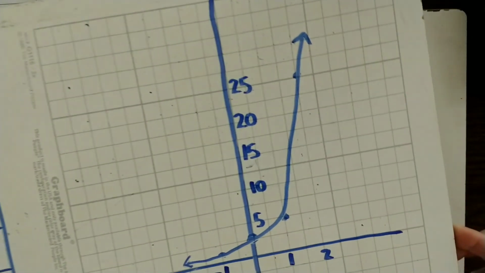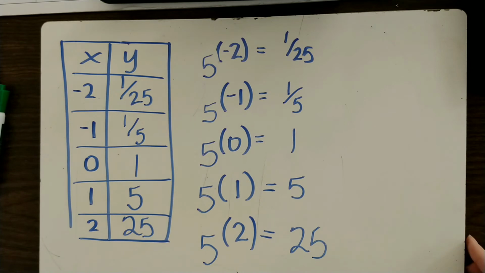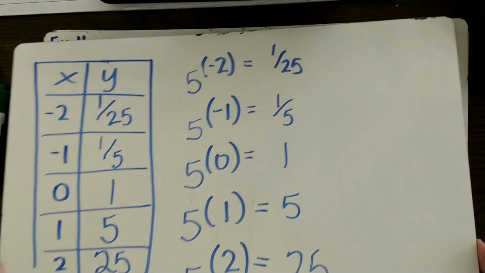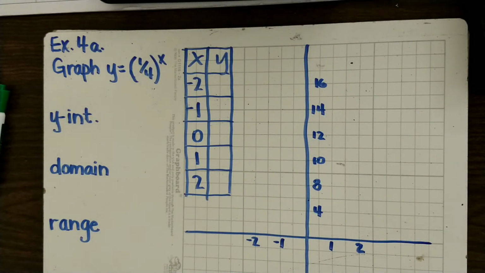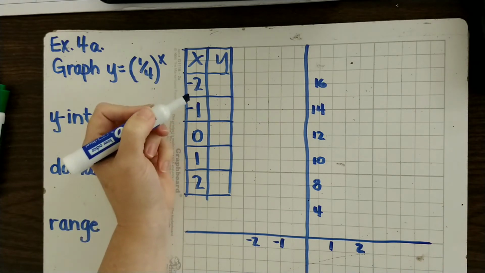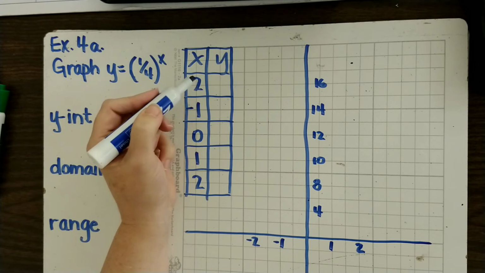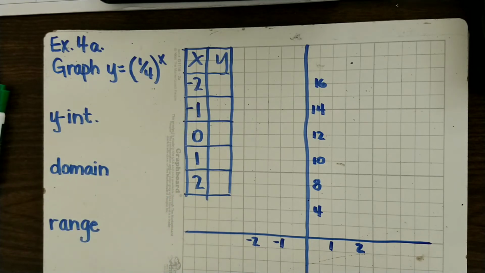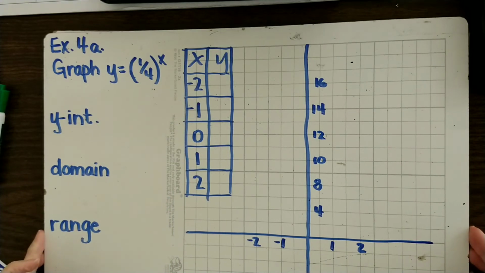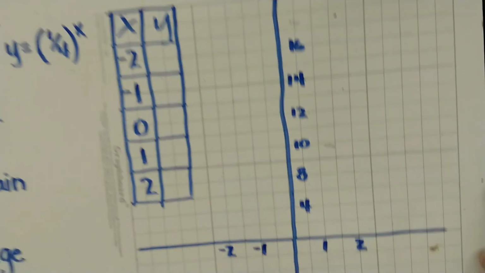Let's go ahead and look at example 4. On example 4, it has us graphing y equals 1/4 to the x power. So go ahead and make your table like we talked about. And in your x values, you'll put in a -2, a -1, a 0, 1, and 2. Now let's work through these.